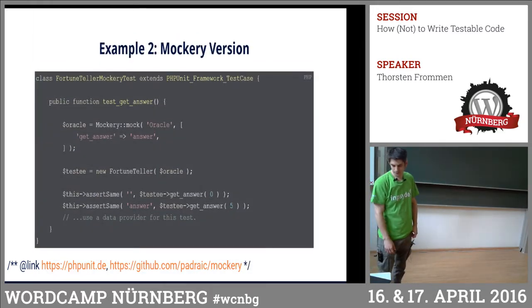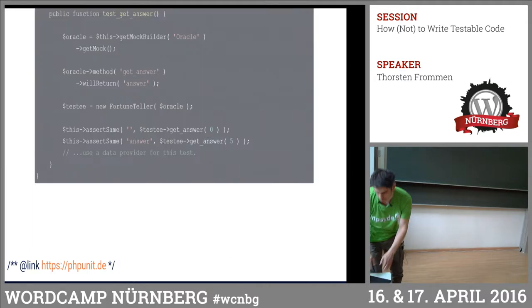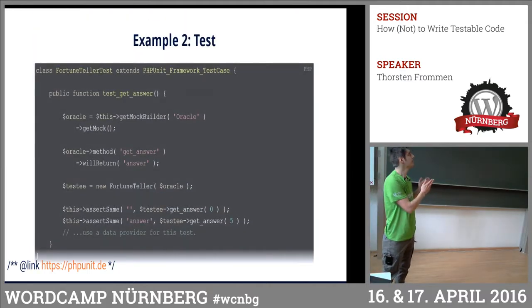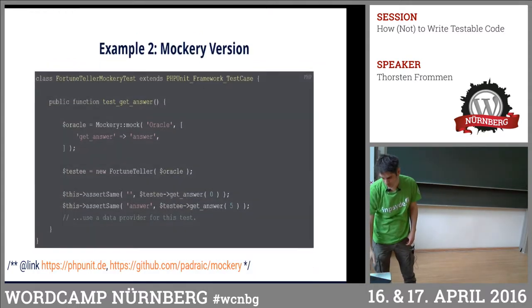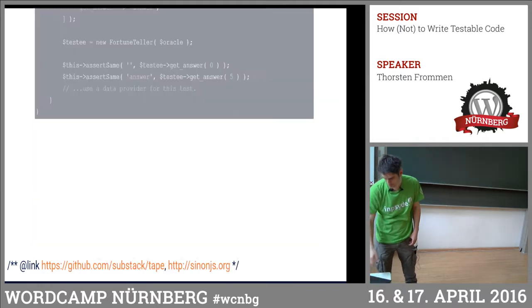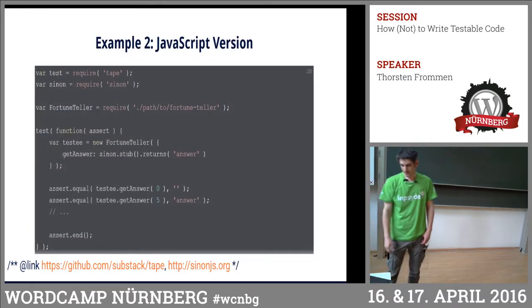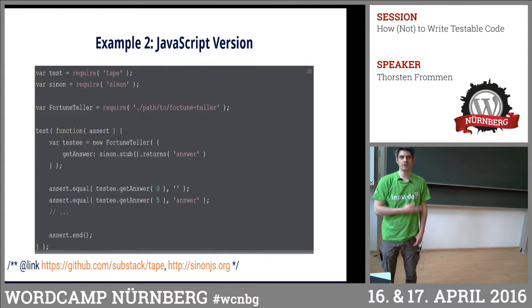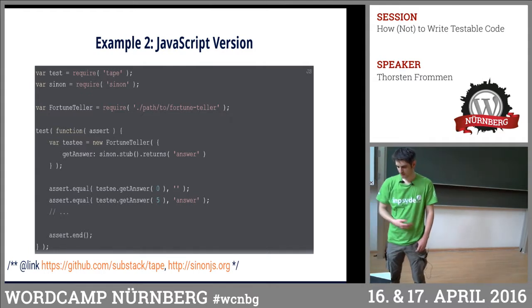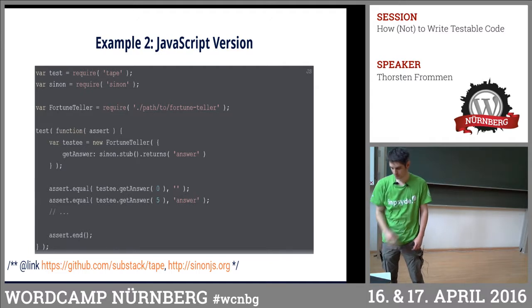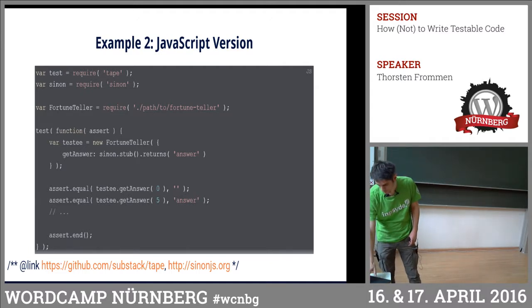That's the Mockery version. The first version was PHPUnit's built-in mock builder. And that's Mockery, some mock framework to mock objects. It's pretty much the same. That's the JavaScript version. I'm using sinon.js here to mock the object. And the test structure is just like PHP.